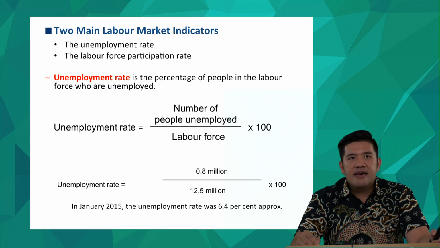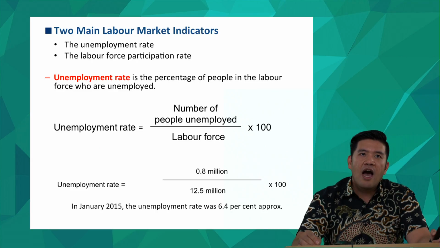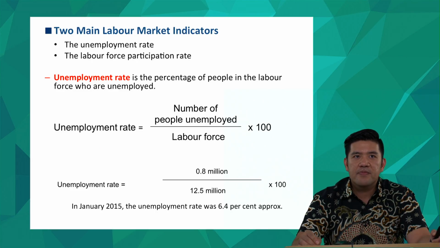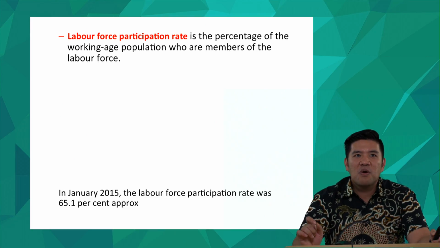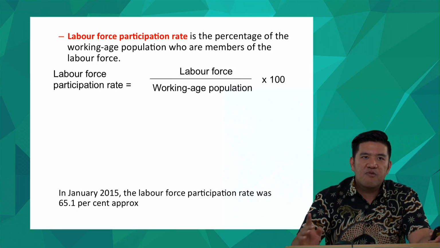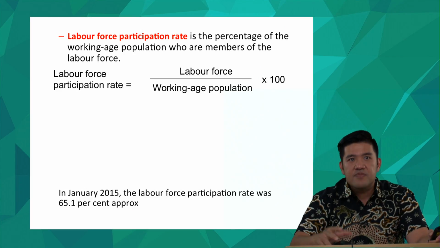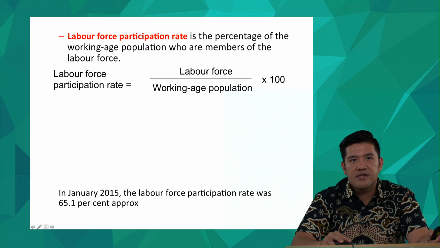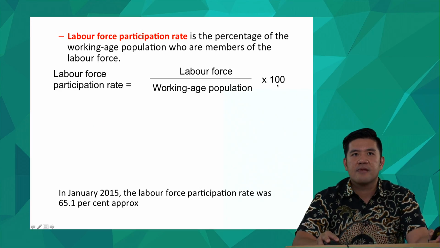Okay, another important indicator that we can compute based on the figures that we have is the labor force participation rate. Labor force participation rate is the percentage of the working age population who are members of the labor force. From that definition, then we can come up with this formula. Labor force participation rate is equal to the size of our labor force divided by the size of our working age population times 100.